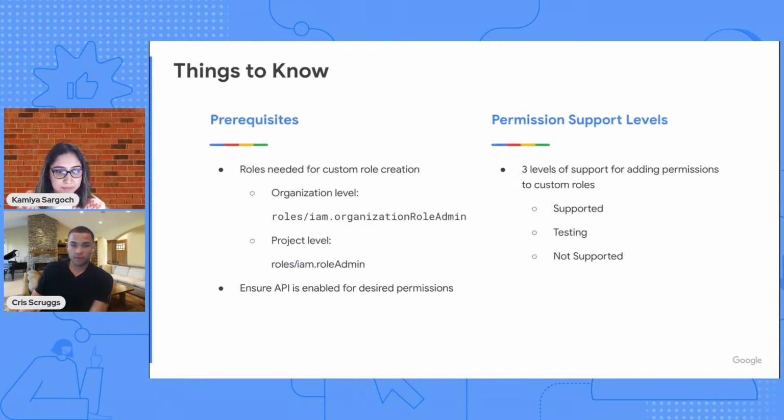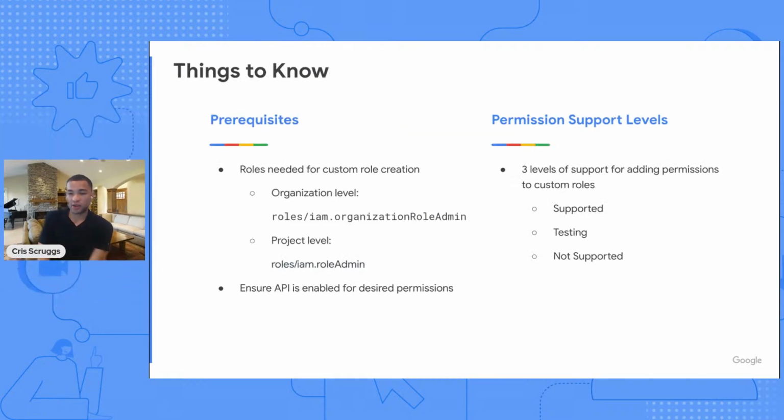So as mentioned before, custom IAM roles are when the predefined roles just don't cut it and you want a more granular role for your users. So before we start our demo, there are a few things you should be aware of. First, the user creating the custom role must be granted the appropriate role to do so. So if you're creating the custom role at the organization level, you must be granted the organization role admin IAM role. To create the custom role at the project level, you must be a role admin.